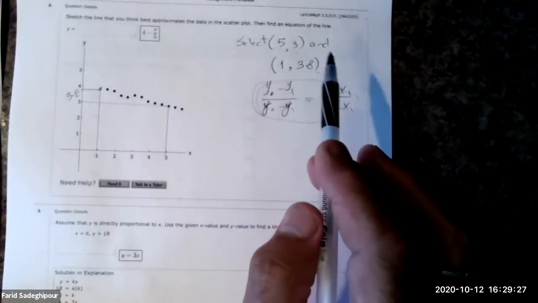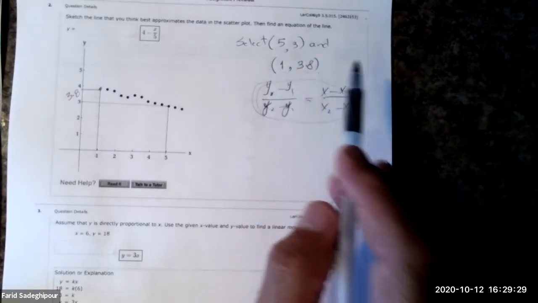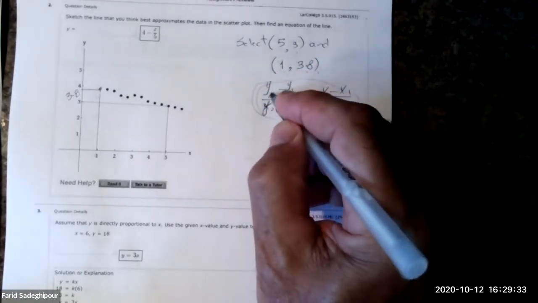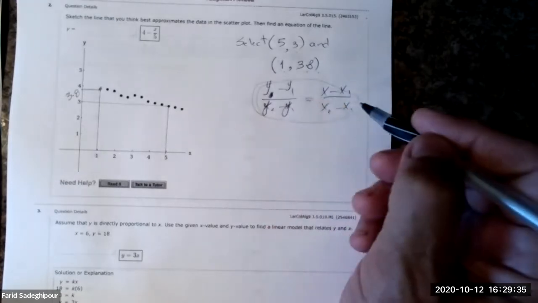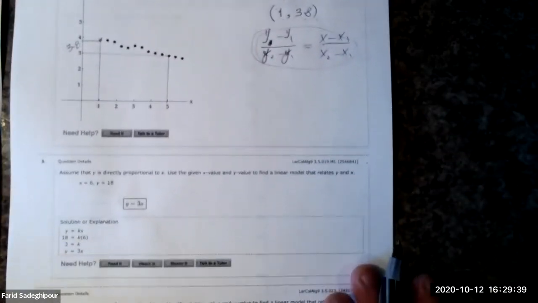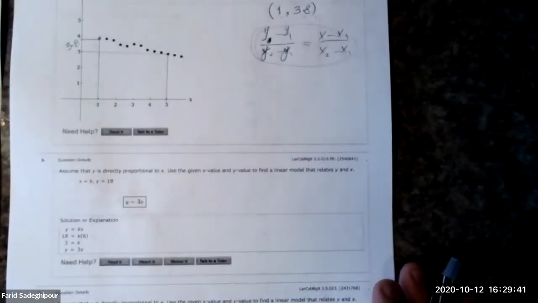Okay? So if you have x1, y1, x2, y2, through this formula, you could find your equation, which is (y minus y1) over (y2 minus y1) equals (x minus x1) over (x2 minus x1). Now we come up with the proportions.